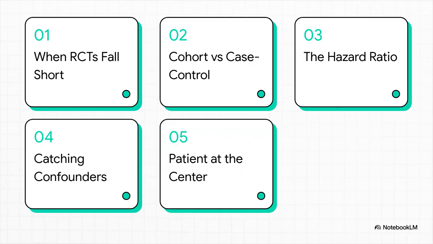Here is our roadmap for today's toolkit-based investigation. We're going to cover 5 key areas. First, when RCTs fall short. Second, cohort versus case control studies. Third, we're decoding the hazard ratio. Fourth, catching the confounders. And finally, the patient at the center.